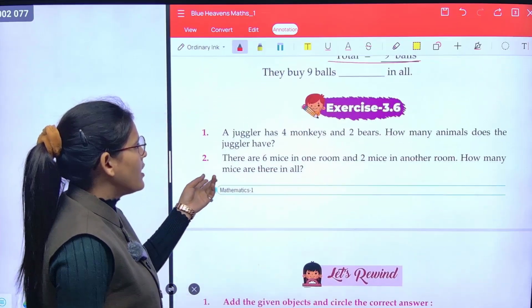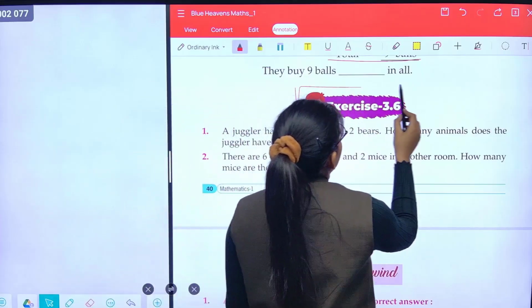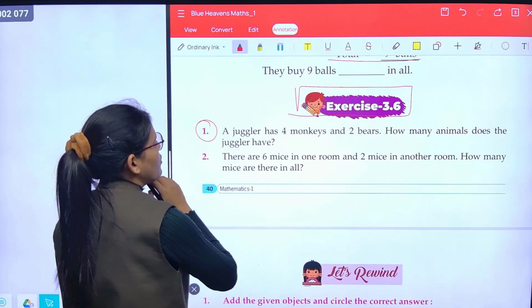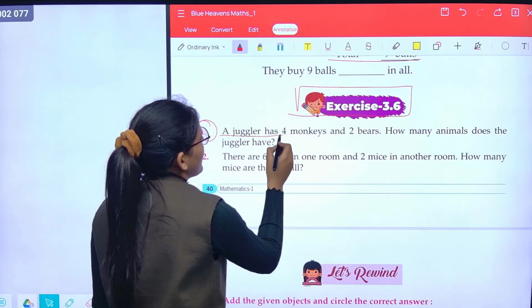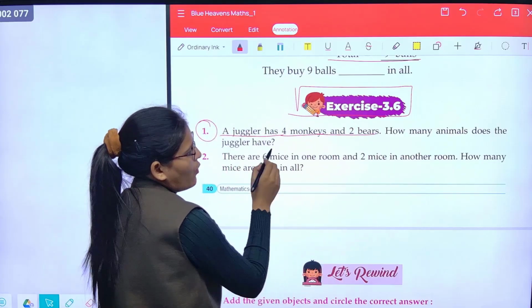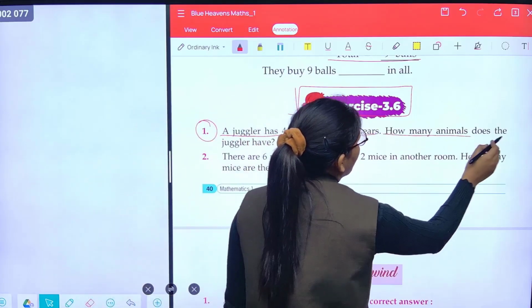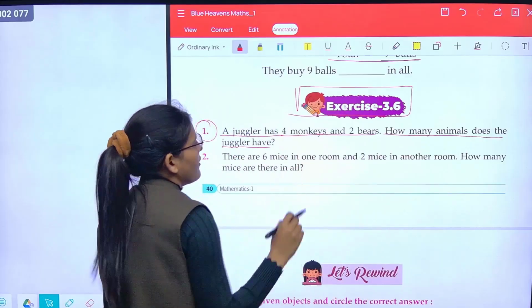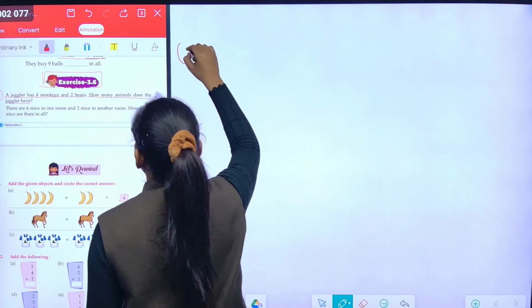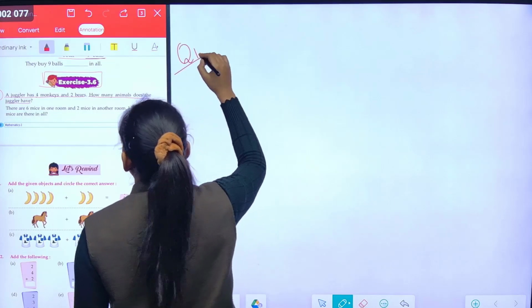Okay, now class, come on exercise 3.6. Class, come on question number 1. A juggler has 4 monkeys and 2 bears. Monkeys 4, bears 2. How many animals does the juggler have?